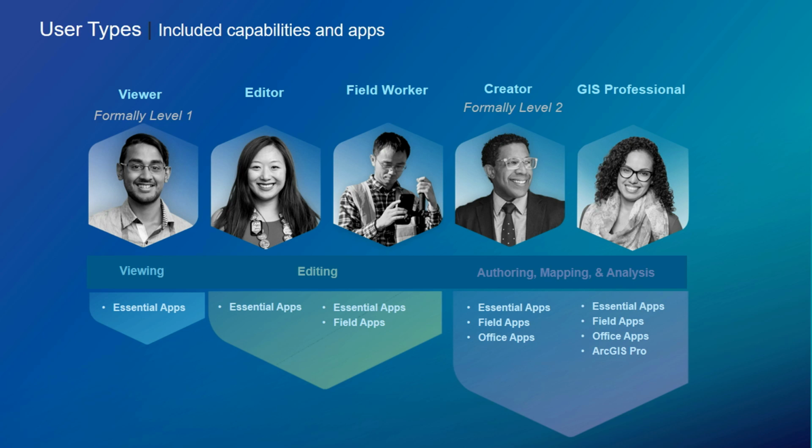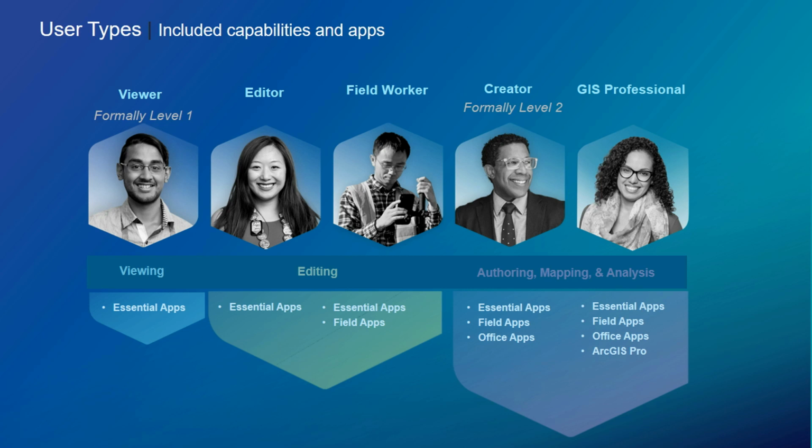So moving forward from the viewer, an editor has the capability of a viewer, but can additionally edit existing data. A field worker has the exact same capabilities as an editor, but also has access to the field apps. Lastly, moving forward from Creator, a GIS professional adds ArcGIS Pro to the Creator user type. So it is pretty easy. Level 1 becomes a viewer, Level 2 is a creator, and you have these 3 other options that you can use to tailor to your organization.